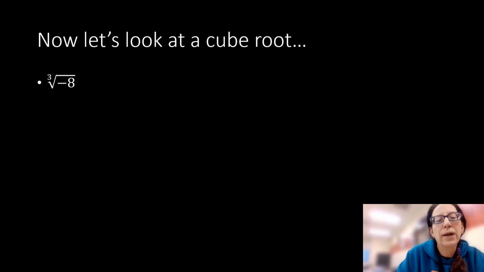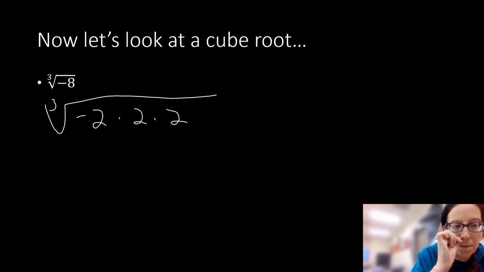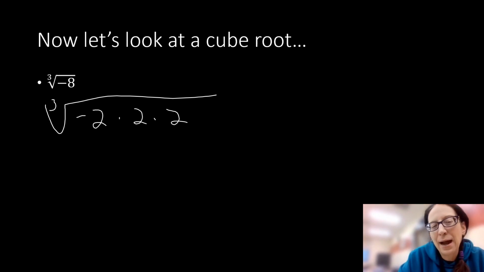Okay, so let's take a look at a cube root. The cube root of negative 8. Now, there's a couple ways you can do this. This gets a little tricky. So somebody might say it's negative 2 times 2 times 2. Okay, and then you kind of come to a standstill because then you don't have a group of 3. You've got 1 negative 2 and 2 2's, and you're like, I guess I can't simplify it.